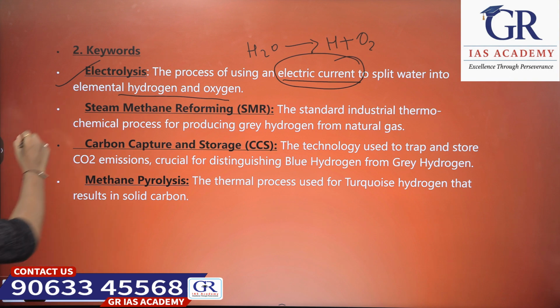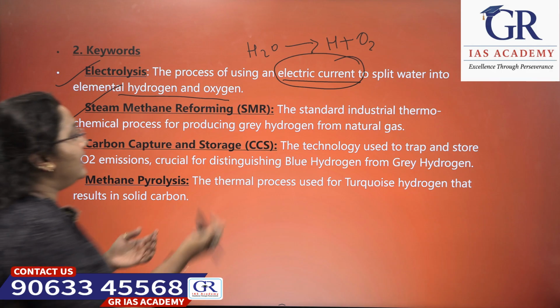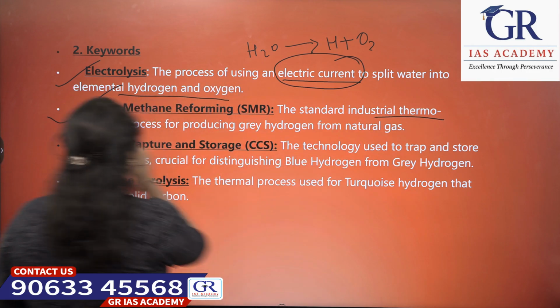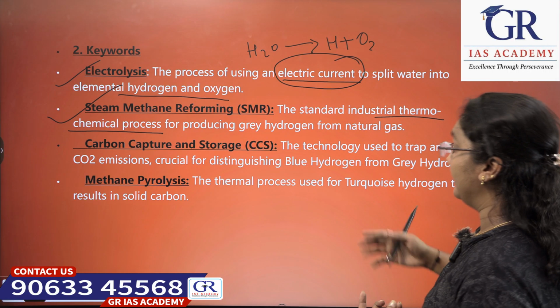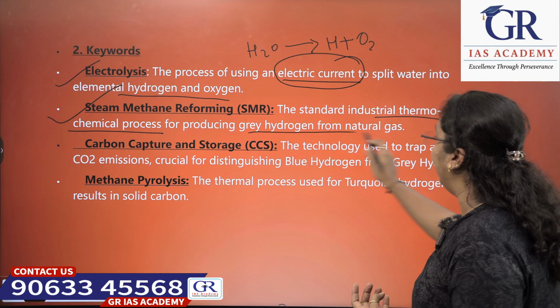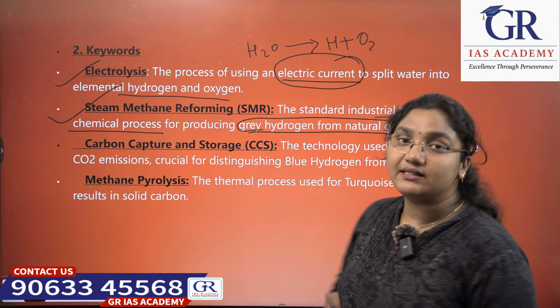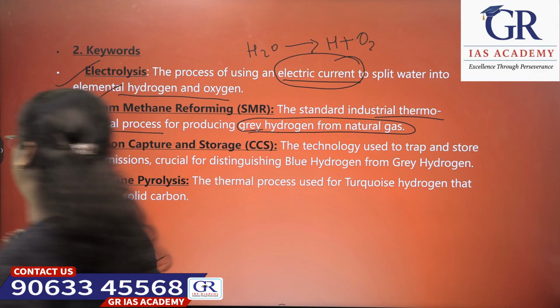The next is steam methane reforming. This is the standard industrial thermochemical process for producing grey hydrogen from natural gas. It is producing grey hydrogen from natural gas.